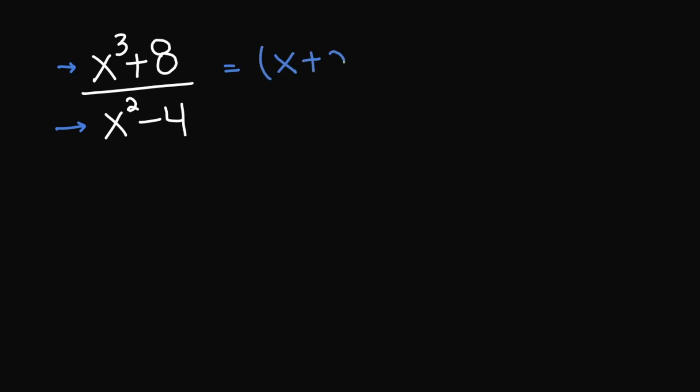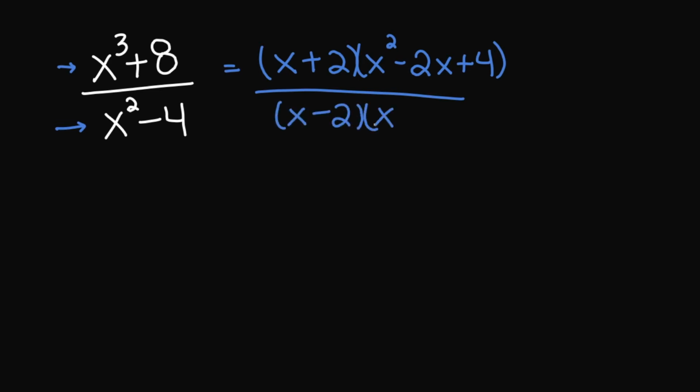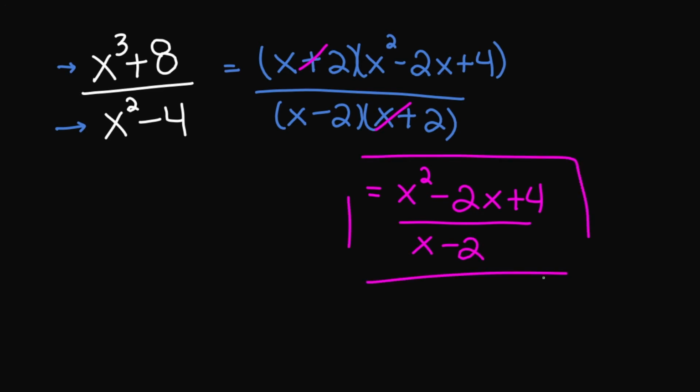Let's look at x cubed plus 8 over x squared minus 4. So notice here we have the sum of two cubes here, and we have the difference of two squares here. So my numerator, this is going to give us x plus 2 times x squared minus 2x plus 4. My denominator, we're going to get x minus 2 times x plus 2. I can cancel out my x plus 2 here, and I'll be left with x squared minus 2x plus 4, and this is going to be over x minus 2. And this is your final answer.